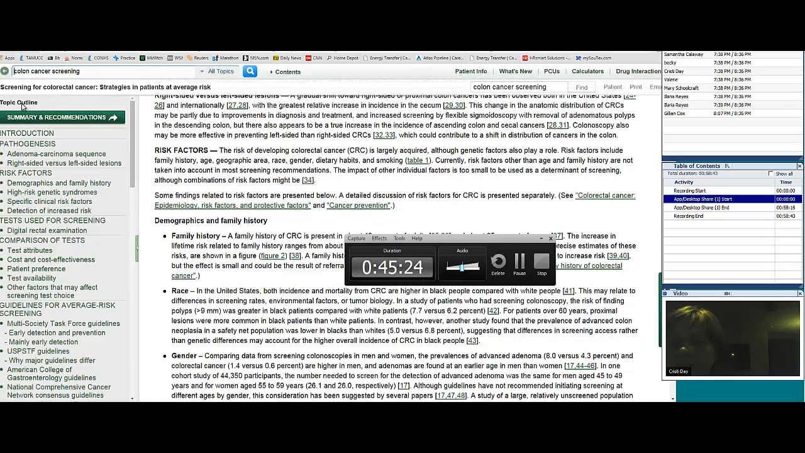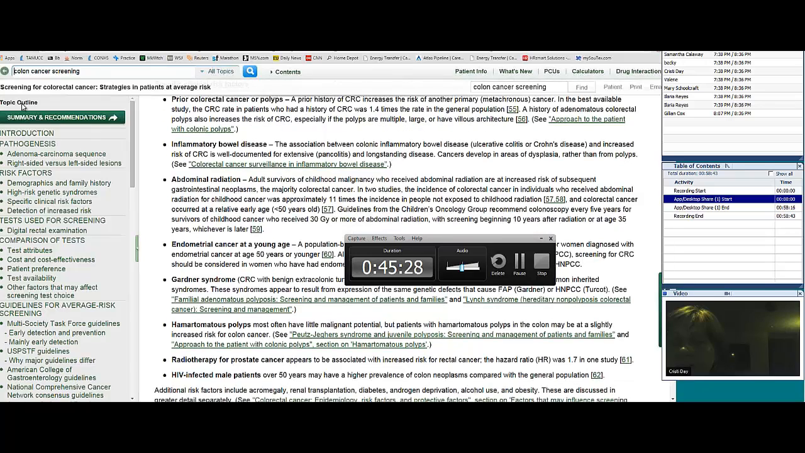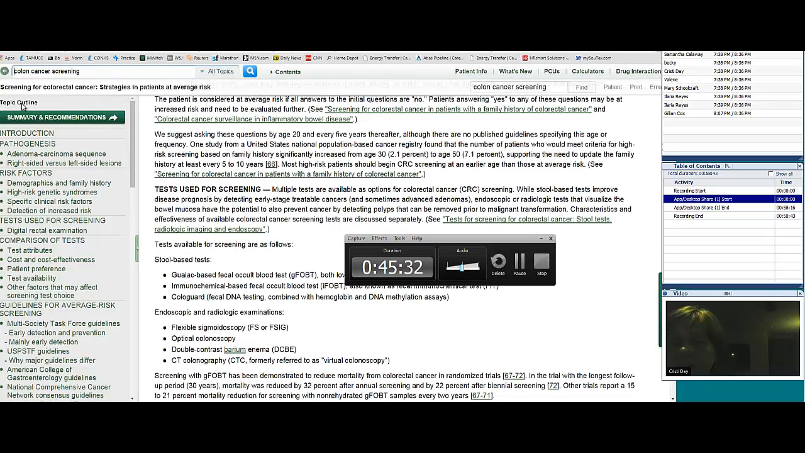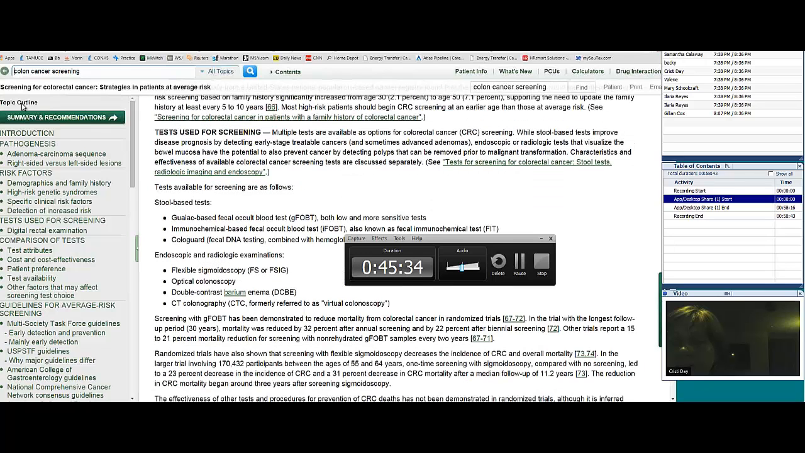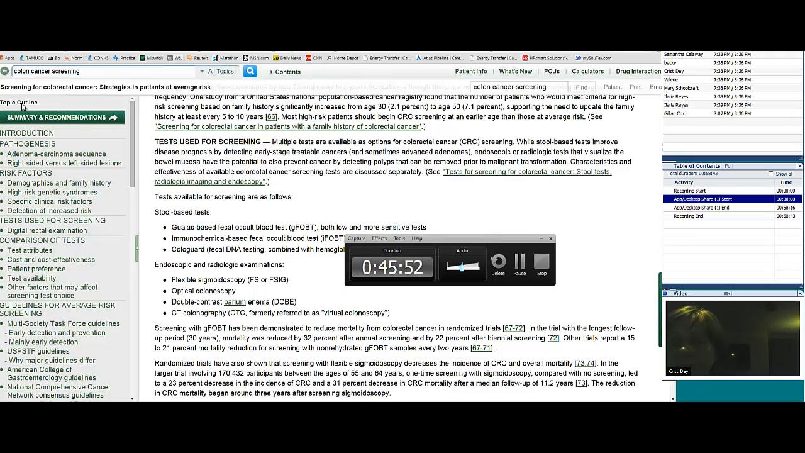So where is it? Did y'all read this? Here we go, tests used for screening: fecal occult blood test, Cologuard, endoscopy, flexible sigmoidoscopy, that's your colonoscopy, optical colonoscopy. So do they tell the dates, how often they do them?